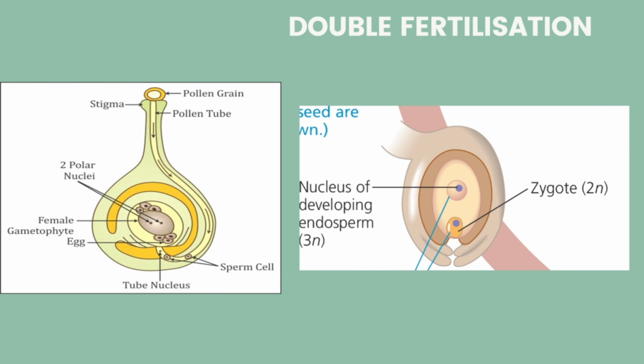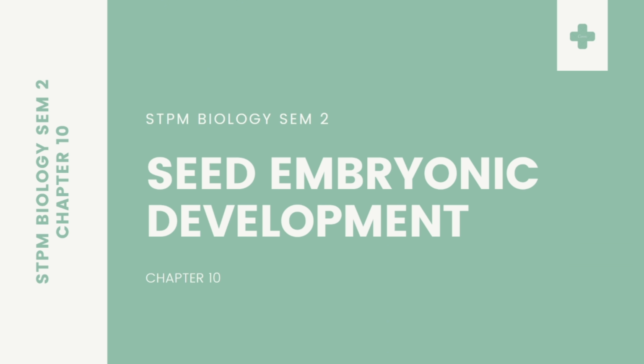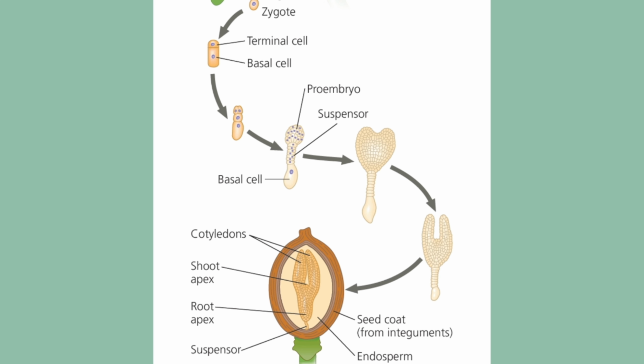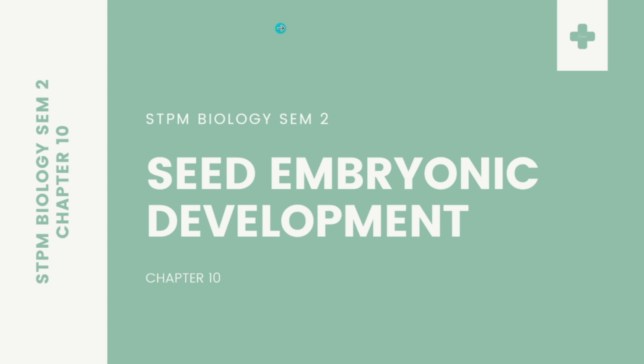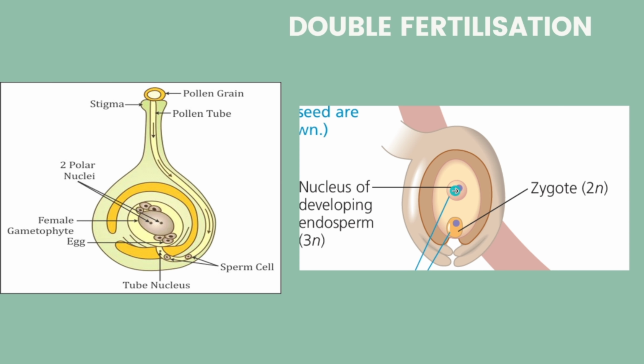Next is the process we call seed embryonic development, how the seed is formed. After fertilization, you need to develop the seed. This is the overall process of how the seed is formed. Mostly the formation of the seed is through the zygote. The endosperm, the 3N, does not play a role in developing the seed. The endosperm provides nutrients to the zygote during embryonic development.